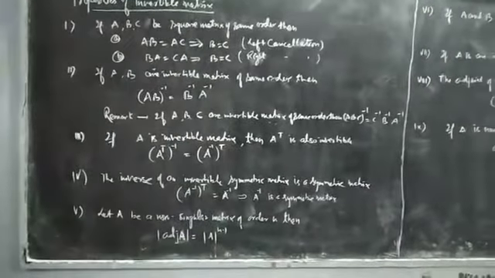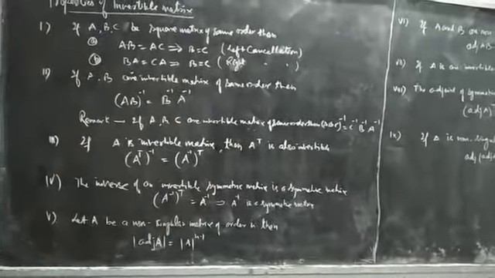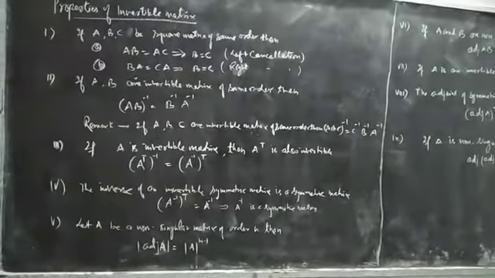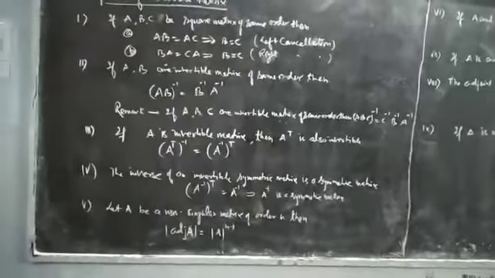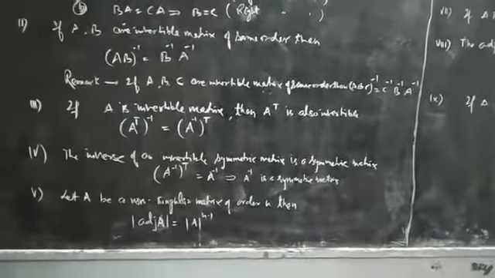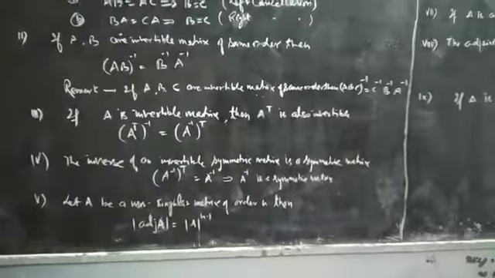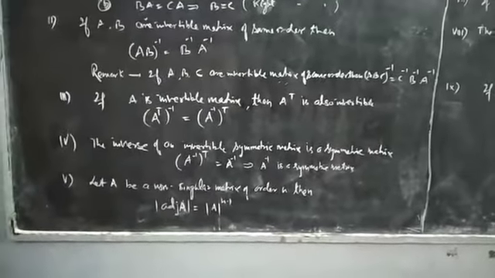Third, if A is an invertible matrix, then transpose of A is also invertible. Inverse of A transpose is equal to (A inverse) transpose. Fourth, the inverse of an invertible symmetric matrix is symmetric. (A inverse) transpose is equal to A inverse, which implies that A inverse is a symmetric matrix.